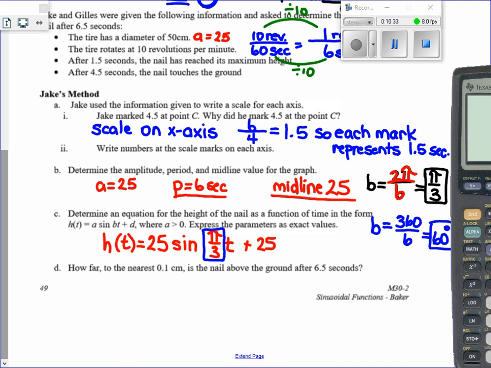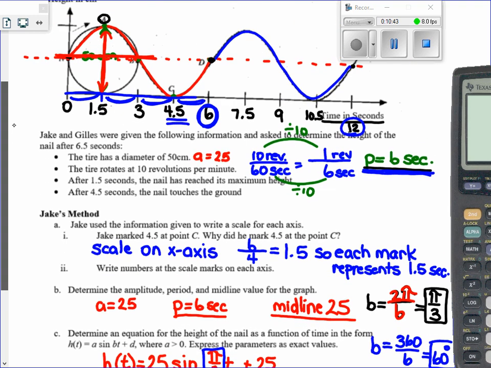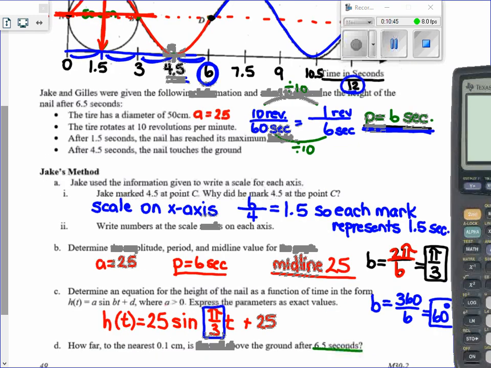How far, to the nearest tenth of a centimeter, is the nail above the ground after 6.5 seconds? Okay, so let's go to our graph and just have a look at what that's asking. After 6.5 seconds, so that would be right in here, we want to know how high that nail is, so what this point is on the graph. Okay, so how can we figure that out?